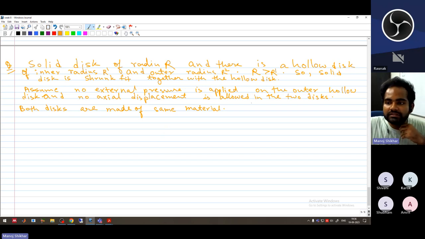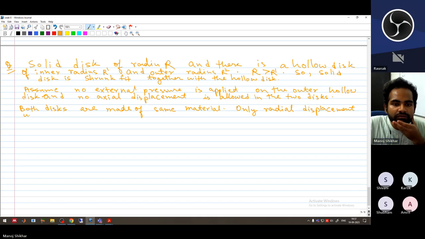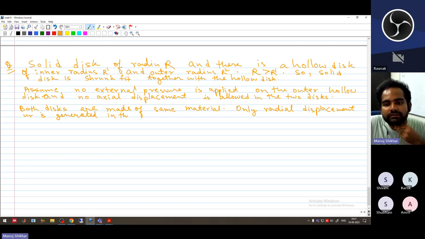And one more assumption is only radial displacement, that is UR, is generated in this case. So this is given in the question.